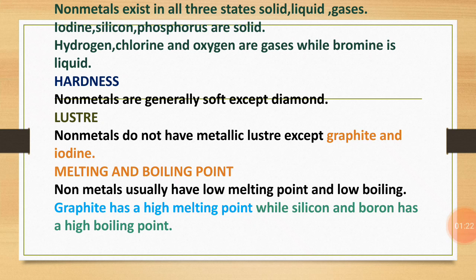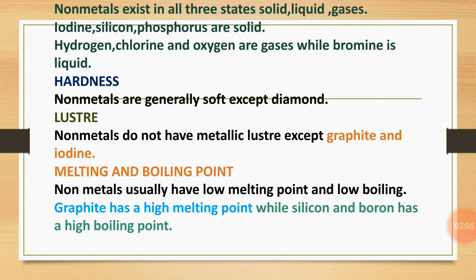So the non-metals gain electrons to form negative ions, and they have valencies. The valencies of the non-metals are 4, 5, 6 or 7. So they have 4, 5, 6 or 7 electrons in their valence shells. There are about 22 non-metals we know of, out of which 11 are gases, 1 is liquid, and the remaining 10 are solids. Some examples of non-metals are hydrogen, oxygen, carbon, sulfur, nitrogen.